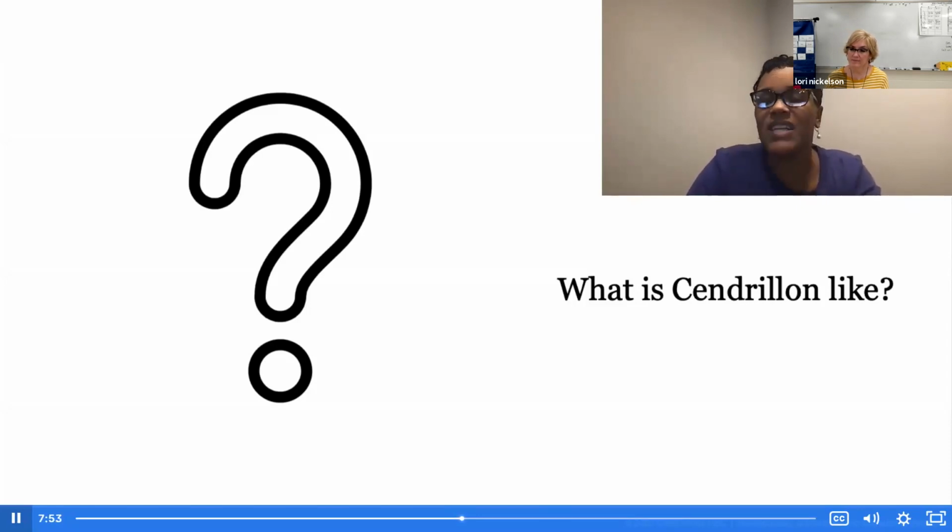So from these actions, what can you infer about Cendrillon's traits? In other words, what is Cendrillon like? Think. Now, share with your learning partner or just share aloud.